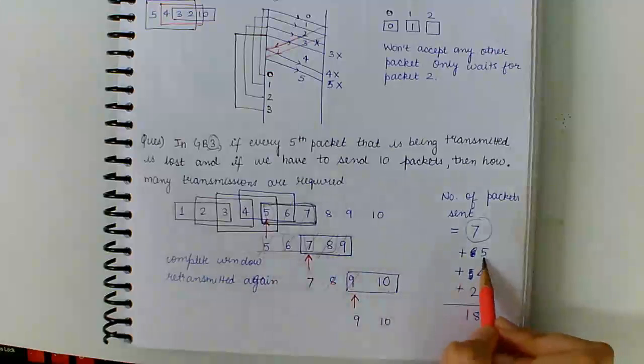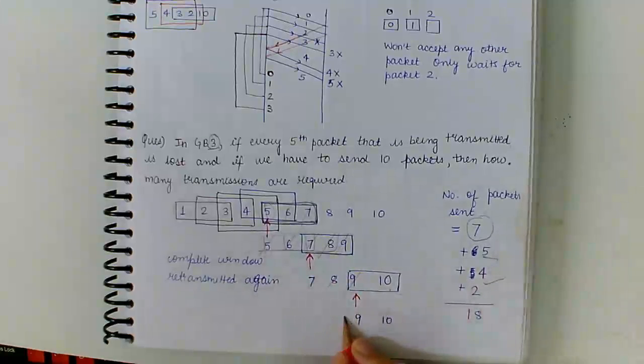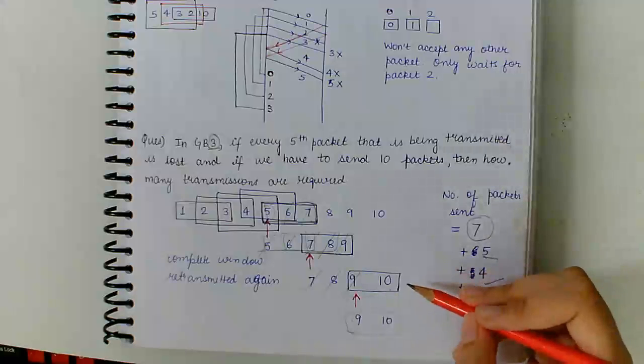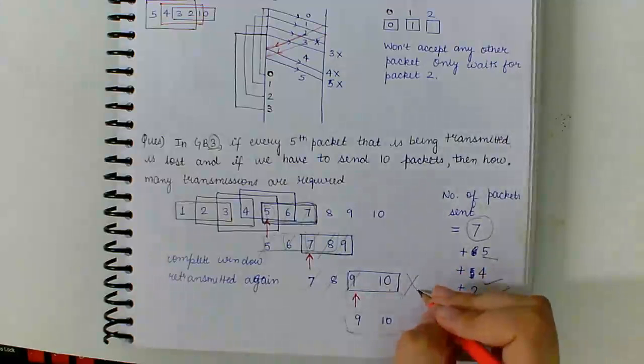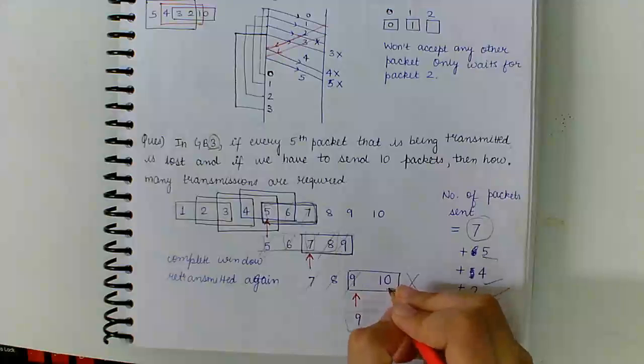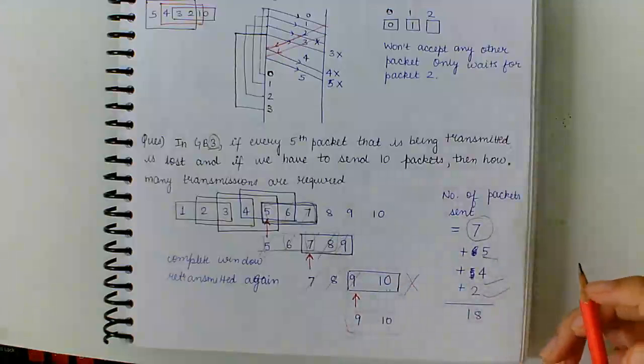So the packets sent will be 5. Similarly for this it will be 4, and at last 9 and 10. As no other packet is left, we cannot add another packet here, because this is the last packet to be sent. So moving on to the next question.